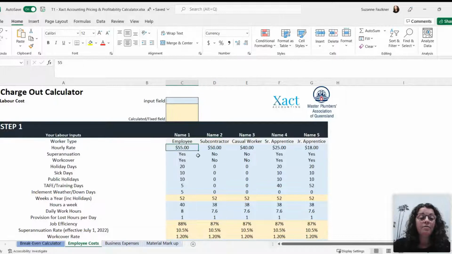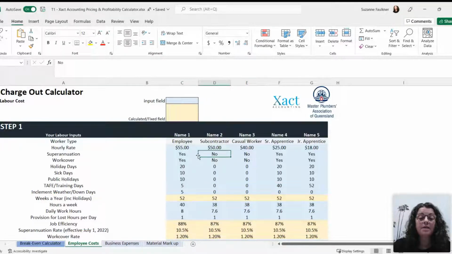So the hourly rates, it's important to get those right. What you pay your employee is the rate that you're putting in there. So that's some examples that we've put in. So 55 for the employee, and we'll work through in a moment. Make a note of whether super applies or doesn't apply.